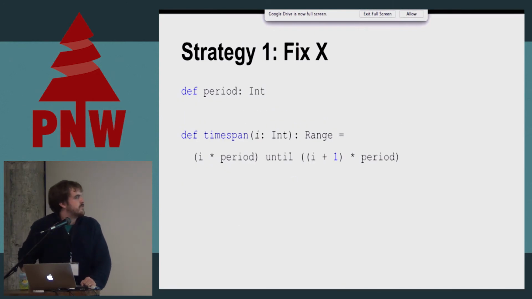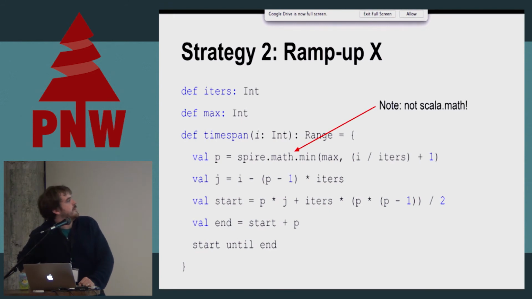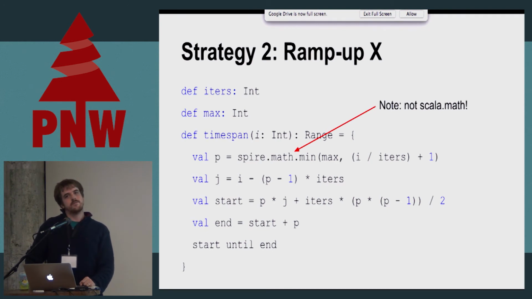The first strategy is pretty straightforward. I'm not going to go over it; we literally just wait that many days, always. Strategy 2 is we ramp up. Here's a little bit more of Spire. We are using Spire.math.min. Spire has a lot of functions inside of Spire.math that copy the Scala versions. The big difference is that they're specialized by and large, and they also include a lot of things for big decimal and whatnot, which Scala's misses.